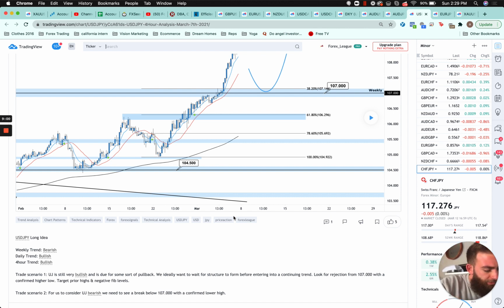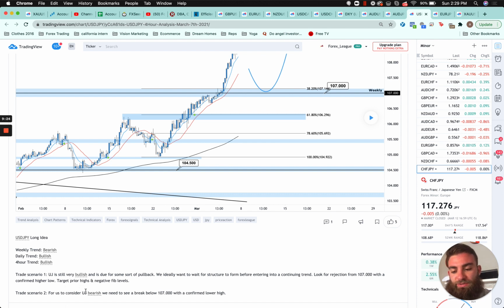Let's see here. UJ is still very bullish and is due for some sort of pullback. We ideally want to wait for structure to form before entering into a continuing trend. Look for rejection from 107.00 with a confirmed higher low, target prior highs.